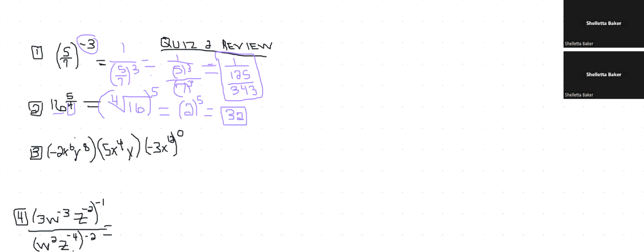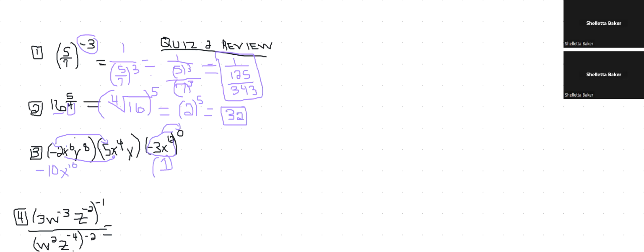For number 3, we're multiplying these 3 expressions. Now on the end, I noticed that negative 3x to the 12th power is being raised to the power of 0. So that's just equal to 1. Now my -2 times 5, we're just going to multiply our like terms here. -2 times 5, that gives us -10. And then x to the power of 6 times x to the power of 4, you're going to add those two powers together. 6 plus 4 will give us x to the 10th power.